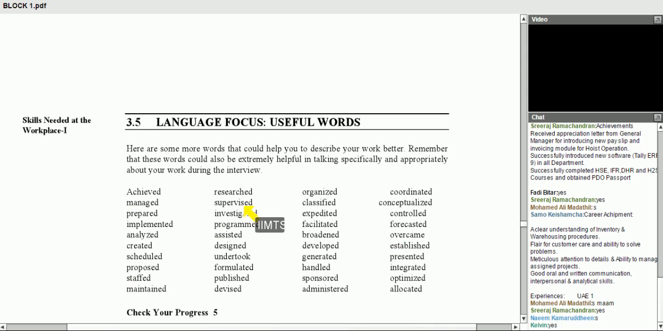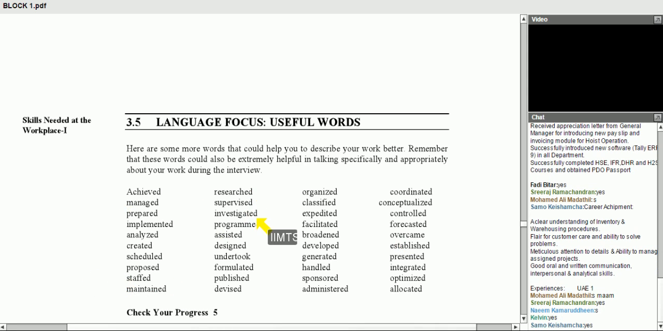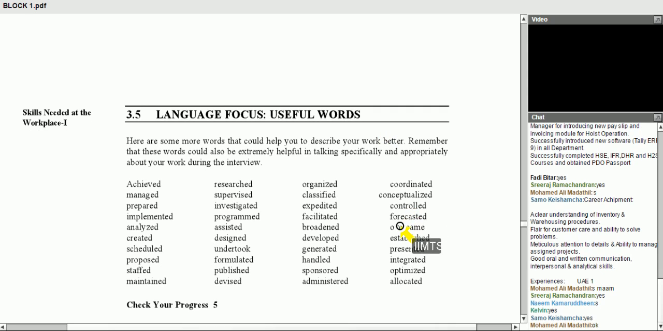Staffed, maintained, researched, supervised, investigated, programmed, assisted, designed. So if you are using these words which are listed here, it makes you appear appropriate and specific. This is very much needed when you are designing a CV. Now, established, presented, optimized, allocated, integrated.